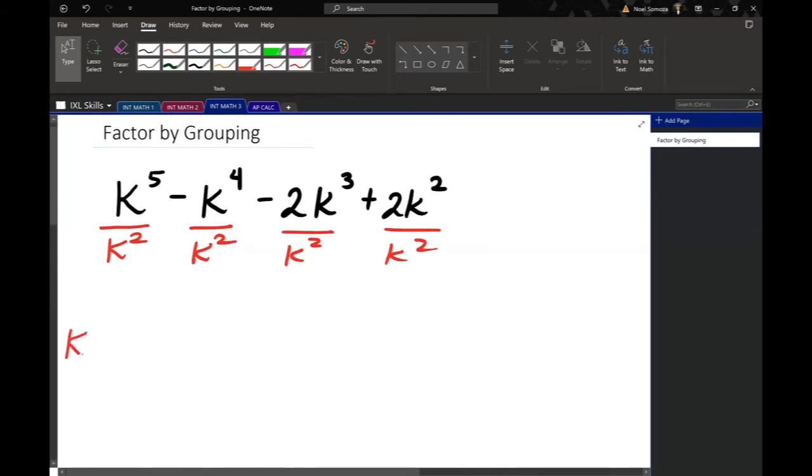So if we divide by k squared, that gives us k squared as the factor on the outside of the parentheses. And we can go ahead and reduce k to the fifth over k squared, which will leave us with k to the third, minus k to the fourth over k squared, which will be k squared, minus 2k to the third all over k squared. That should give us 2k. And then we have plus 2k squared over k squared. K squared over k squared, a lot of times we'll say that these cancel. They simply just divide out. So we're left with just positive 2.